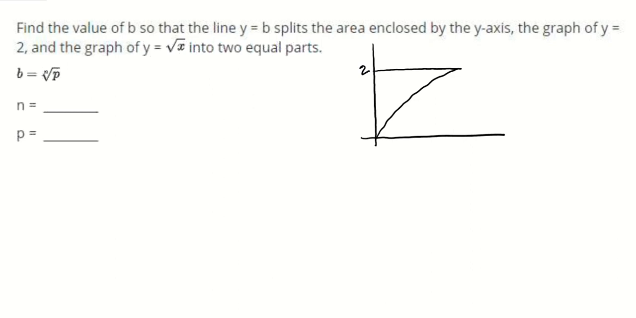All right, and we've got y equals b, which is going to be a horizontal line, the magic horizontal line that splits this area in half. So I bet it's going to be right here. So the thought is if I integrate, and I'm going to need to integrate with respect to y, from y equals 0 up to y equals b on right minus left, then integrating that from y equals 0 to y equals b is going to be the same as what I would get integrating from y equals b to y equals 2.